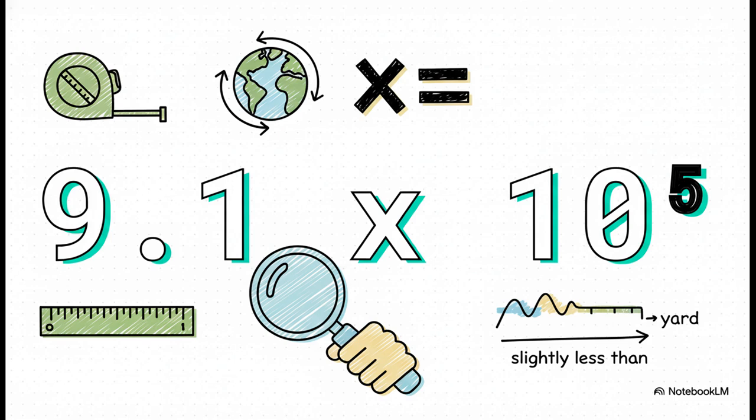Now, it's always a good idea to do a quick sanity check. A yard is a little shorter than a meter, right? So it makes total sense that our answer is a little less than 1,000,000. Looks like we're on the right track.